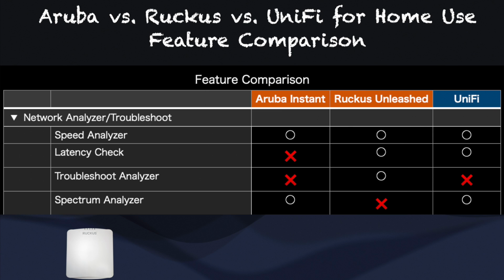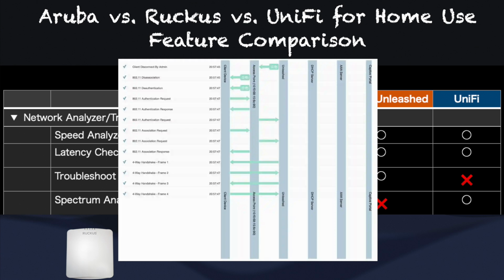One unique feature Ruckus Unleashed offers, which I couldn't find on the others, is what they call Troubleshoot Analyzer. This feature checks the connection establishment process between any client and access point step by step. I don't know how to use this info myself, but in the right person's hands, I can see this information may be very useful.